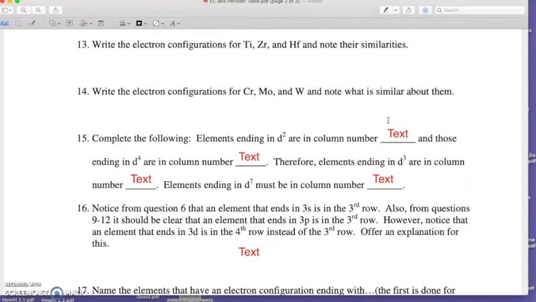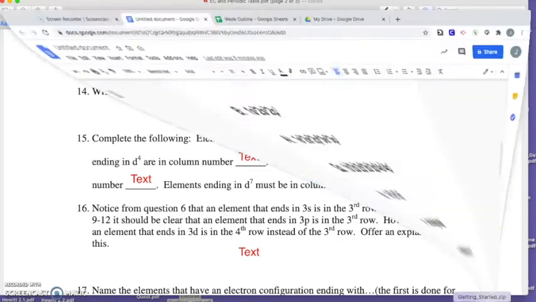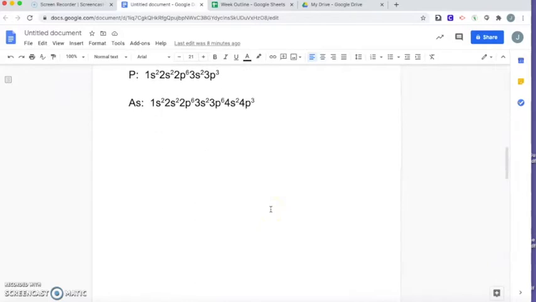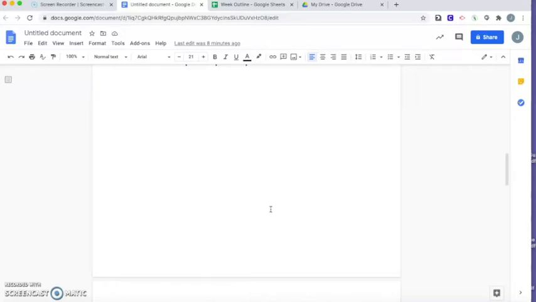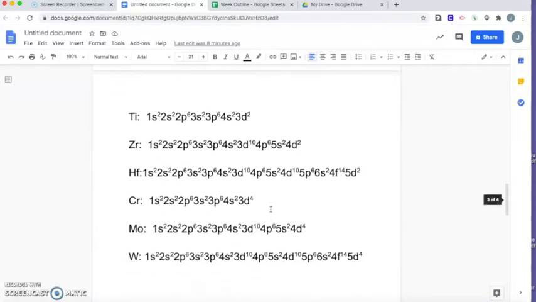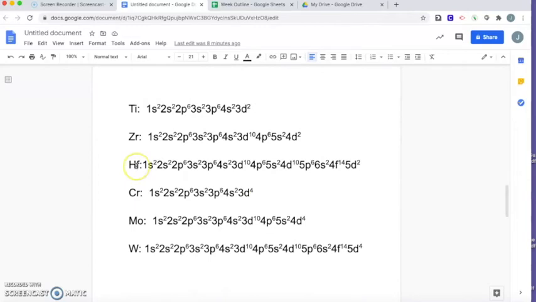Ti, Zr, Hf, and their similarities. So let's look at those first. All right, Ti, Zr, and Hf. So type those in or write those down now. Pause and do it. Okay, so now here's Ti, Zr, and Hf.